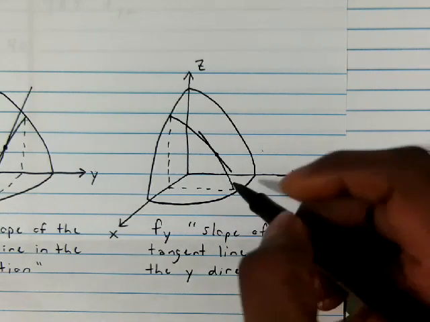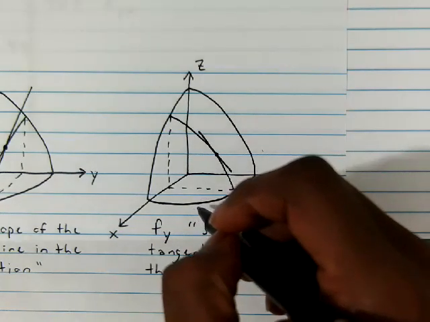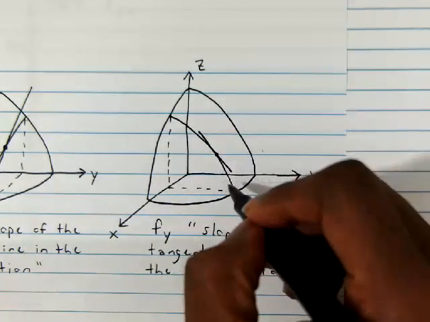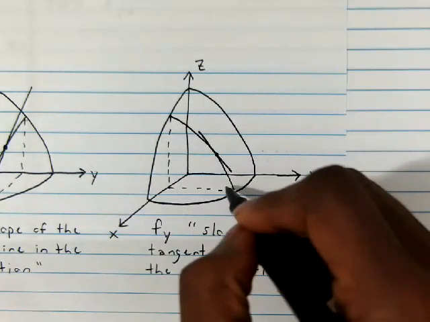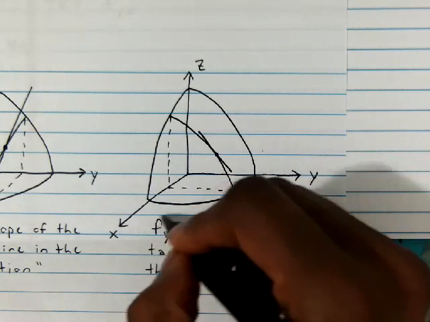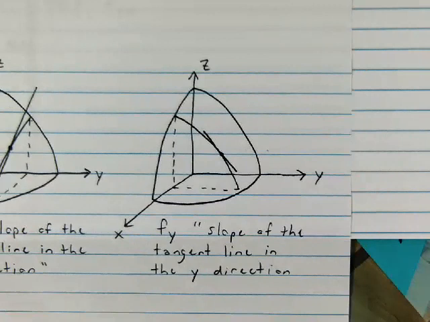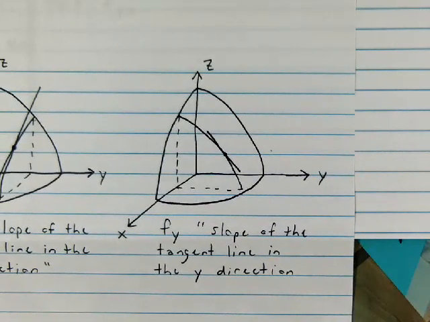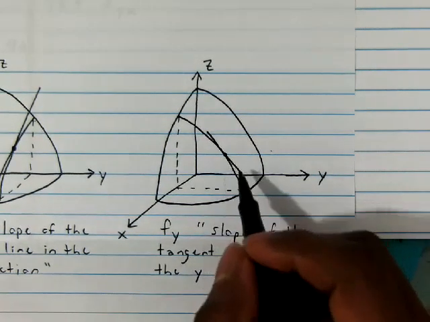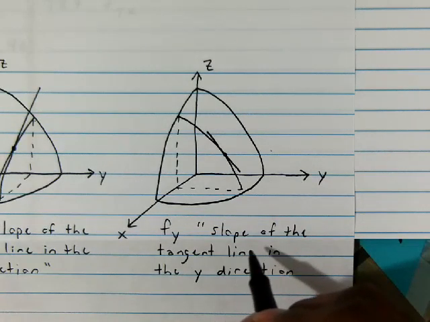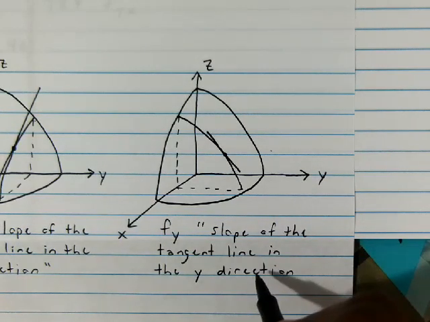So you just have to understand what is going on when you talk about partials. Now, the fact they told us x equals 2 tells us that we are going to use f sub y because x is remaining constant. So now let's go ahead and approach the problem. One other thing while I have this picture up. Now, I said f sub y is the slope of the tangent line in the y direction. And that's what we're doing.